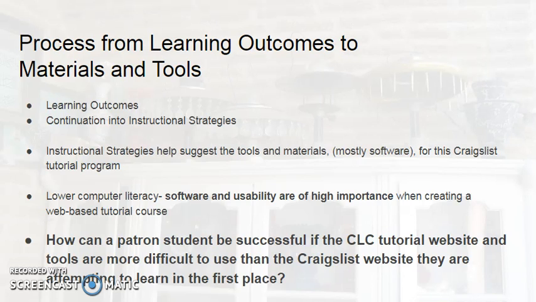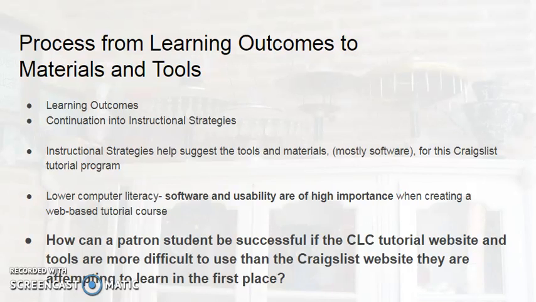The process from learning outcomes to material. Those 3 kinds of learning outcomes I just mentioned were formed through a continuation into 3 kinds of similar instructional strategies. And those instructional strategies help suggest, in turn, the tools and materials, mostly software because it's a computer course, for this Craigslist tutorial program. Or I should say, computer-based course.